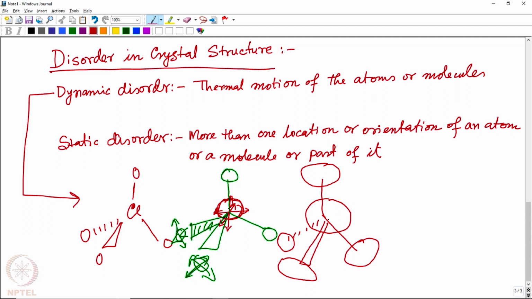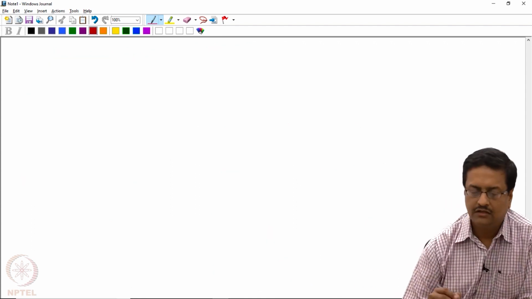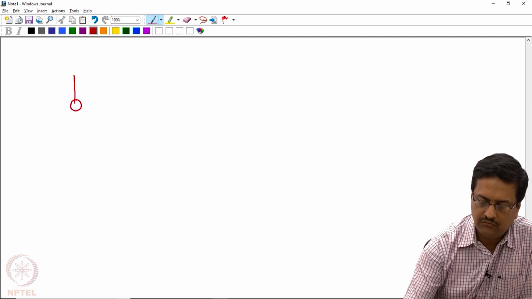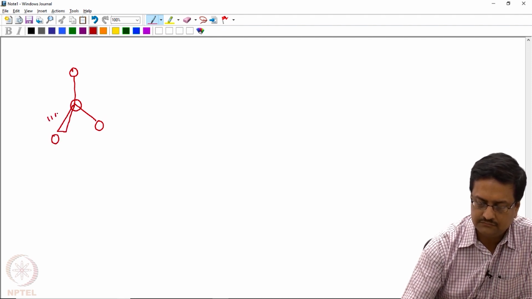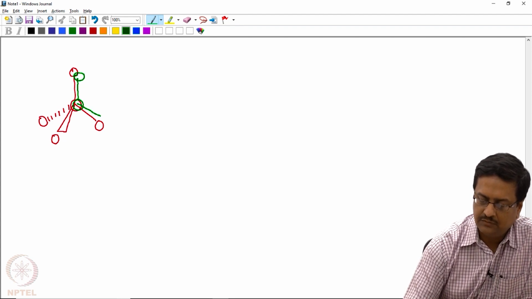One can treat this data by splitting all the atoms into two parts and refining with some constraints. So when you do that, for every split portion you have one set of five atoms, as I am trying to draw. I am drawing them slightly shifted because they are in a particular thermal motion.